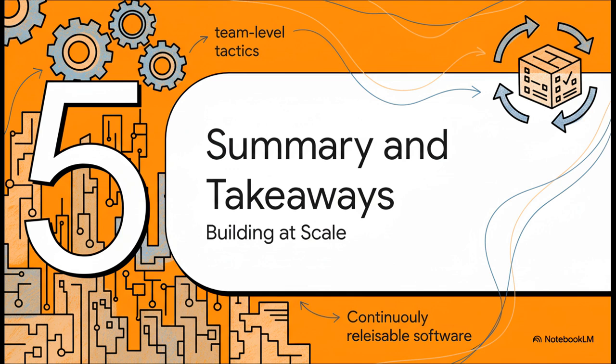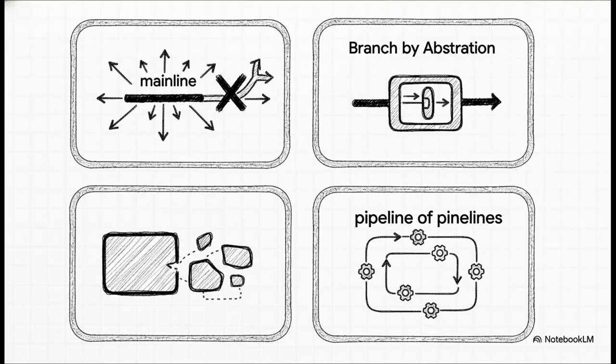Okay, we have covered a lot of ground, from individual team tactics all the way up to high-level system architecture. So let's bring it all together and quickly summarize the key principles for building software that's always releasable, especially at a large scale. So if you only remember a few things, make it these four. First, always prefer developing on the main line over using long-lived feature branches. Second, use powerful patterns like branch by abstraction to make large-scale changes much less risky. Third, as your system and your team start to grow, break down your monolith into smaller, loosely coupled components. And finally, you have to tame the complexity that comes with that by managing all your component dependencies with a fully automated pipeline of pipelines.